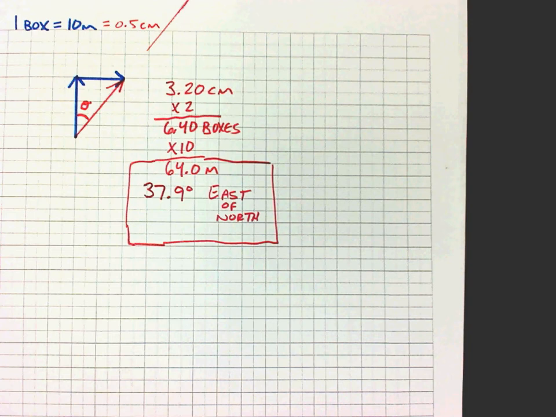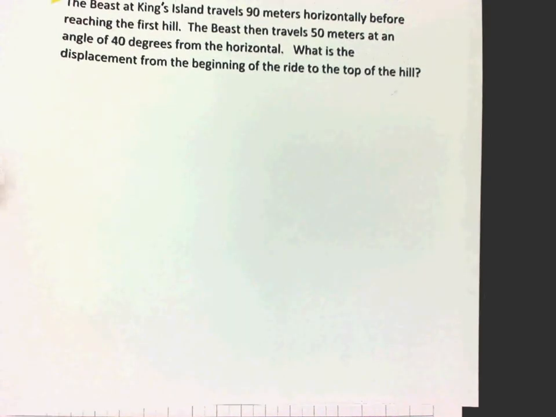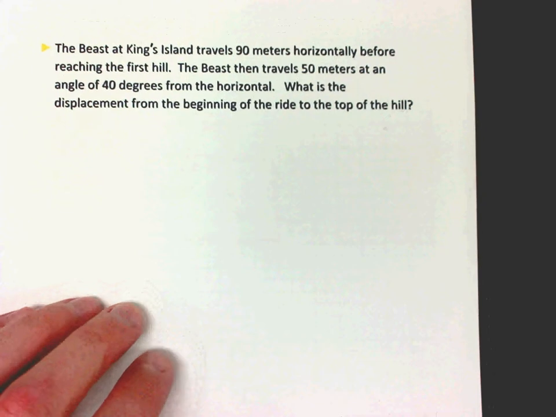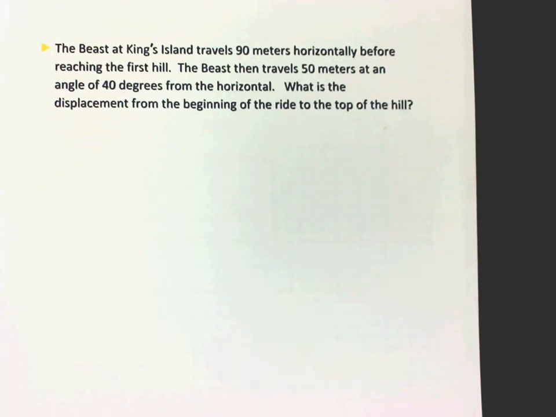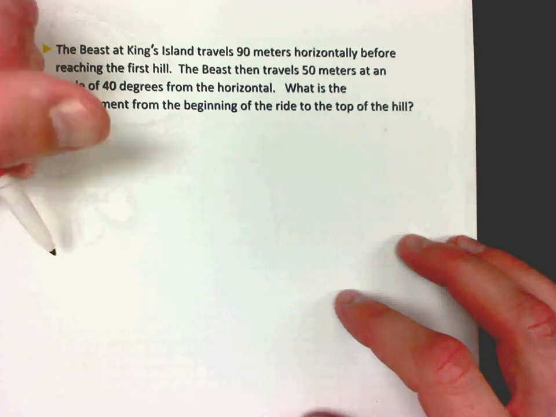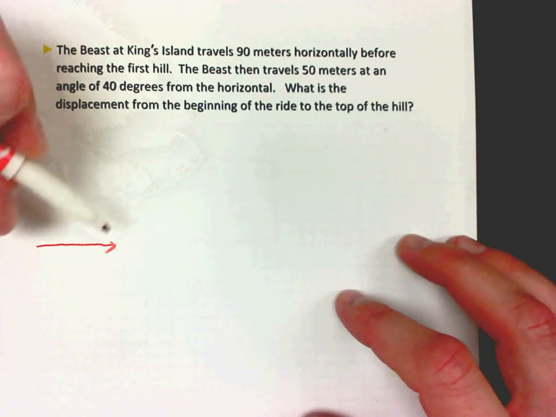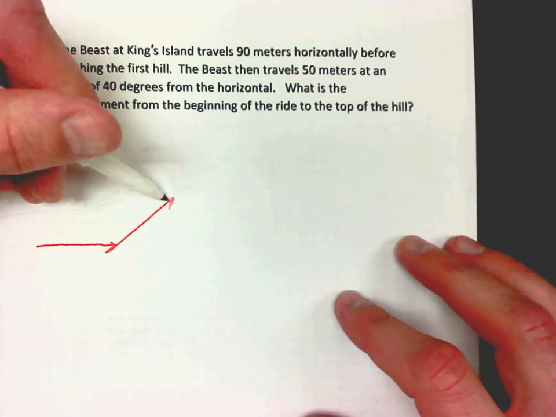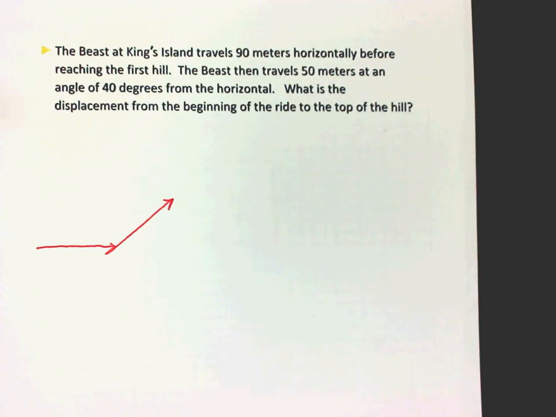All right, I want to do one last problem. This is kind of a harder variety. Same idea, same start. So you're going to look at this and say, okay, I've got 90 meters horizontal before reaching the first hill, and then it travels up the first hill at a 40-degree angle. So think about what this looks like in real life. It travels horizontal, and then the roller coaster goes up a hill. That's what the generic sketch is going to look like.